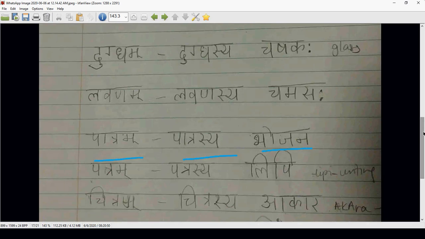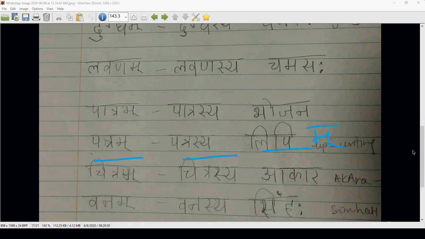Okay, the next one. Patram, patrasya, bhojanam. Yeah, patrasya bhojanam. Good. Next. Patram, patrasya, lipi. Right? Lipihi. Patrasya lipihi. Lipihi means writing. Script. Yeah, good. Patrasya lipihi.